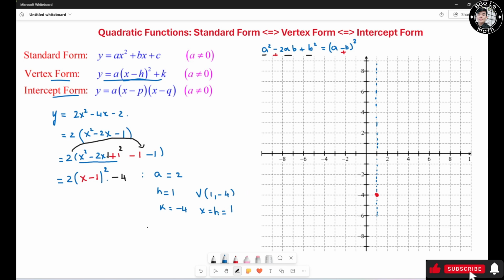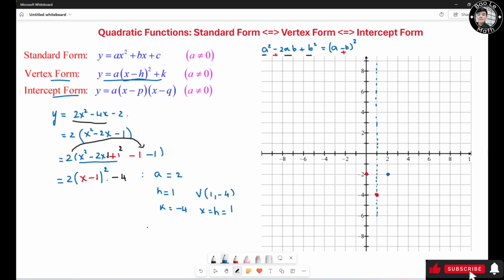And then the next thing, you need to find the y-intercept and x-intercepts. In order to find the y-intercept, I need to let x equal to 0. So you look at the standard form right here. You just let x equal to 0, so the y-intercept equals negative 2. I know that any point on the parabola is always symmetric about the axis of symmetry, so I automatically have the second point right here, because this point and this point are symmetric about the axis of symmetry.